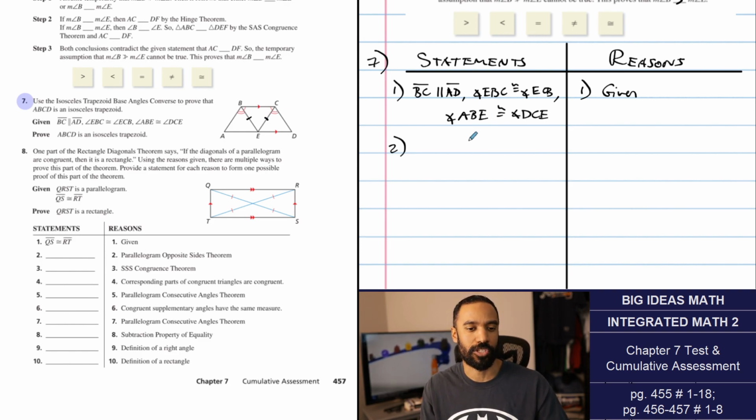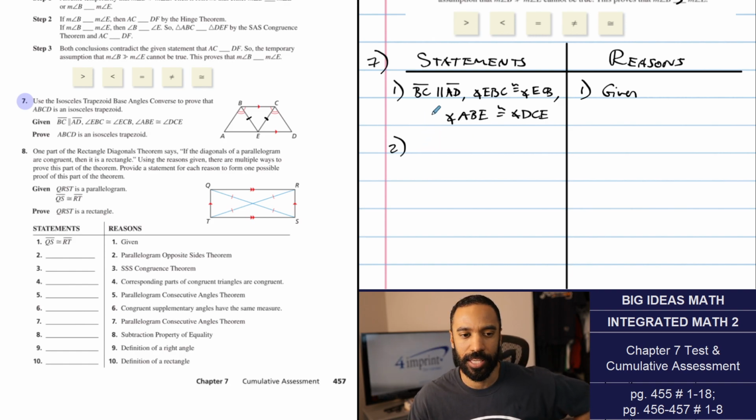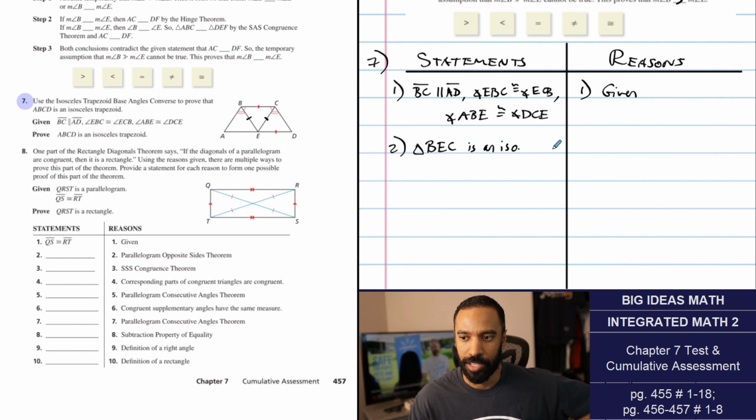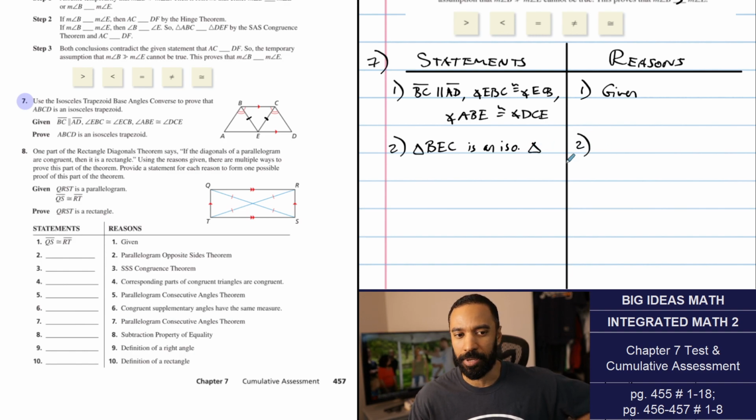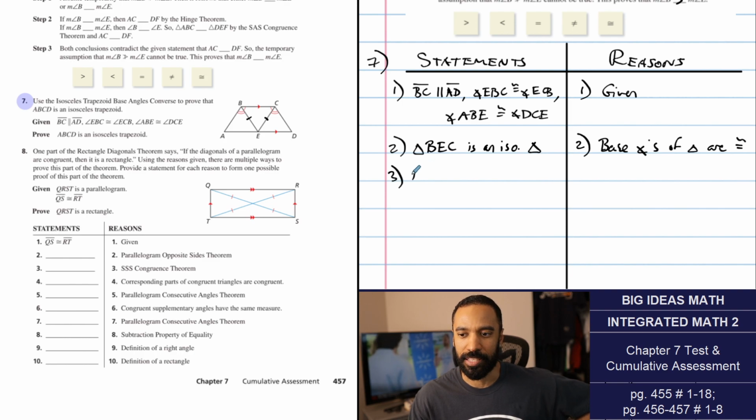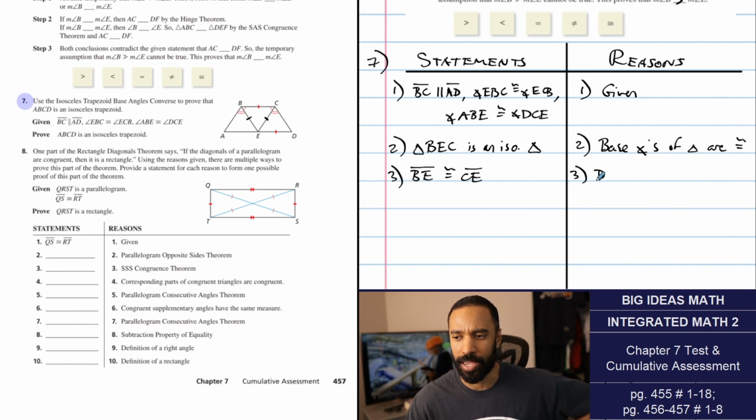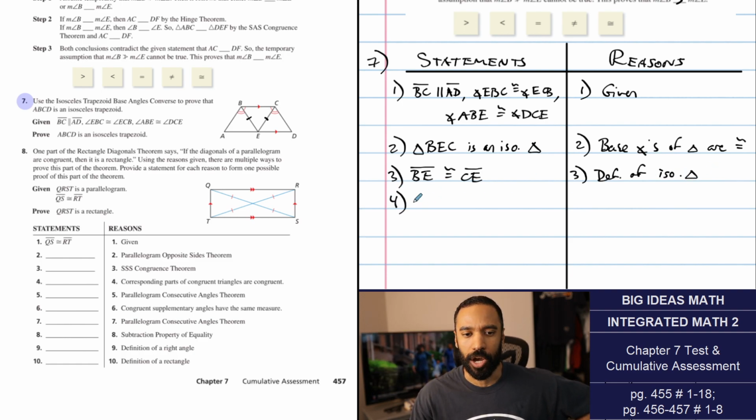So, okay, this proof actually might not be too bad. Inside this thing here, I'm going to say it straight up. I don't know if I need to use it or not, but triangle BEC in the middle is an isosceles triangle, because the base angles of a triangle are congruent. If that's true, then BE and CE are congruent to each other. This is the definition of an isosceles triangle. It has congruent legs. Okay, so I got that.